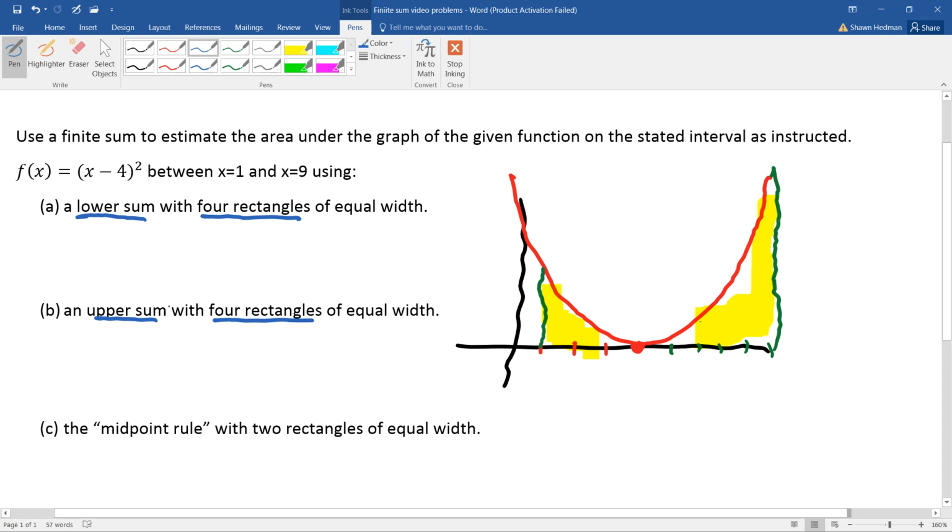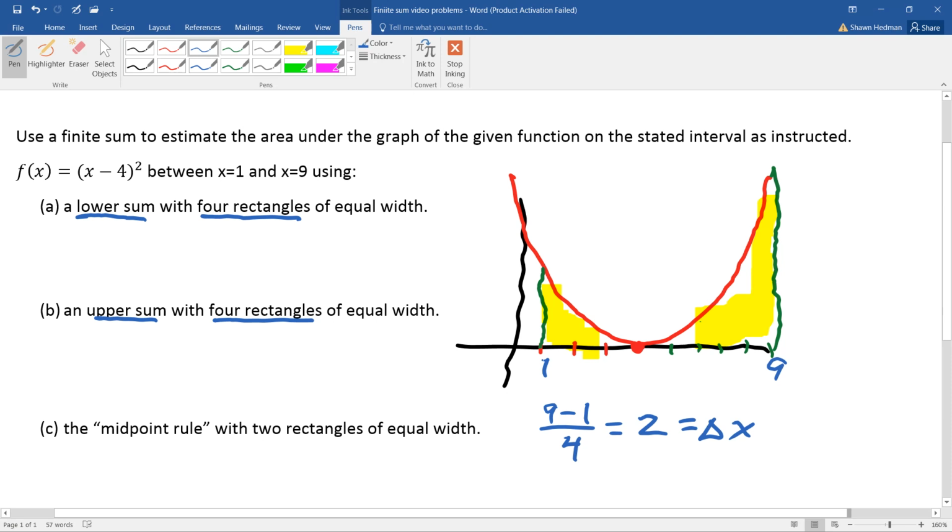If we're using 4 rectangles in these first two parts, we want to divide the number line from 1 over to 9 into 4 equal parts. To figure out the width of those intervals, I'm going to look at the difference, 9 minus 1, a distance of 8, and divide it by 4, because we want to divide this into 4 rectangles. This is 8 over 4, which is 2. This quantity is called delta x. That's the change in x, and that's the width of our 4 rectangles.